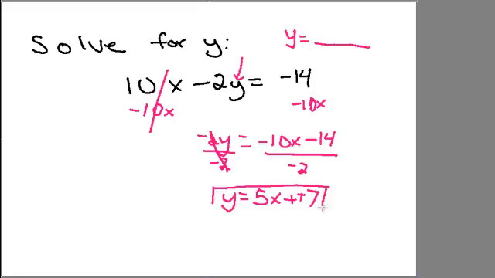So notice I have y equals, but it's not a single number, it's an expression on that other side there. If I knew what x was, I'd be able to find out what that number would be.